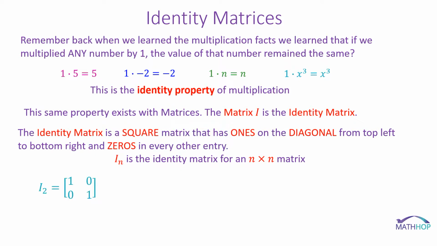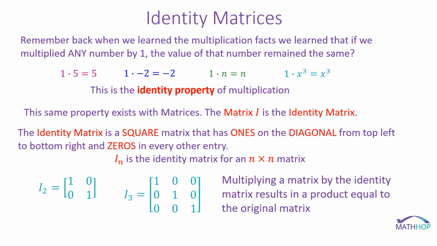The I sub 2 identity matrix for a 2 by 2 matrix simply has a diagonal of 1s, top left to bottom right, 0s everywhere else. Then we have I sub 3, the identity matrix for a 3 by 3 matrix. Again, a diagonal of 1s, top left to bottom right, 0s everywhere else. And since this is the equivalent of the identity property of multiplication, it should make sense that multiplying a matrix by its identity matrix results in a product equal to the original matrix.